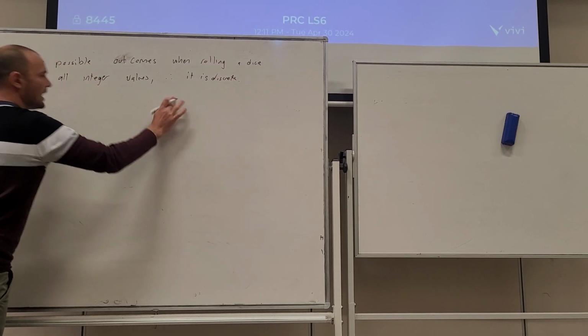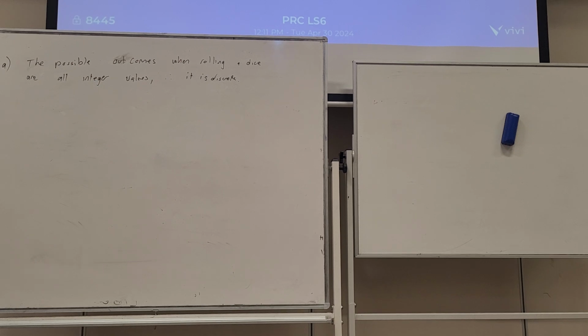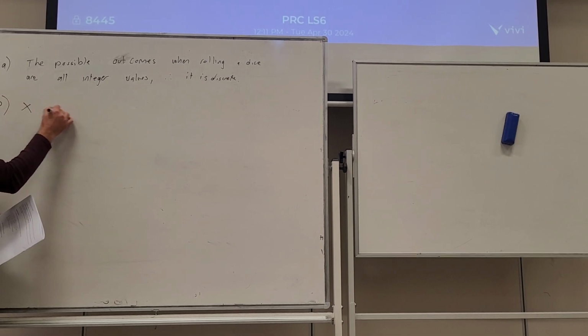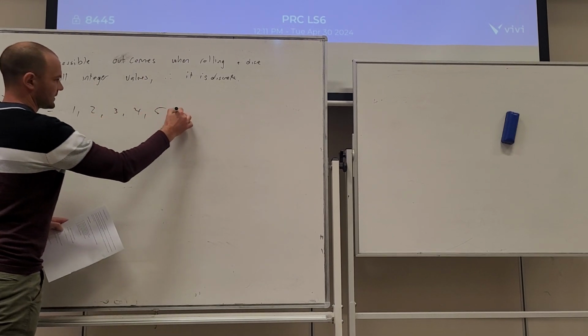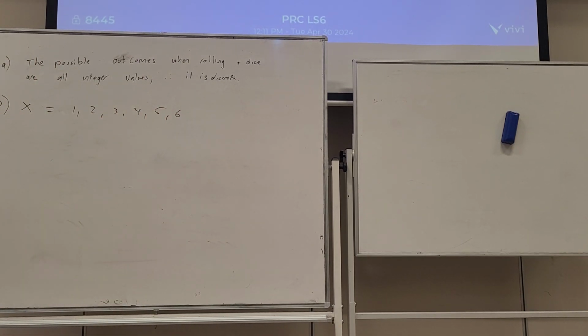So when you roll the dice, you're not going to get 6.35472. You get a whole integer value, don't you? And then part B, state the possible values of x. Well, x could be 1, 2, 3, 4, 5, or 6. So yeah, that is how easy this exercise begins.